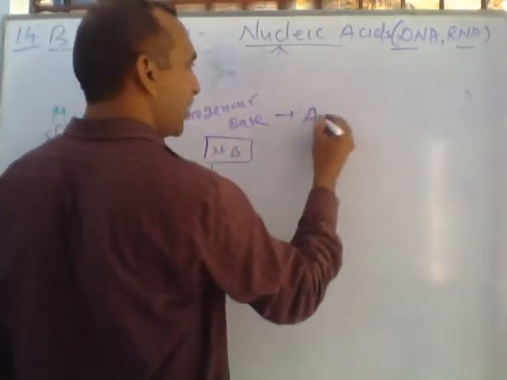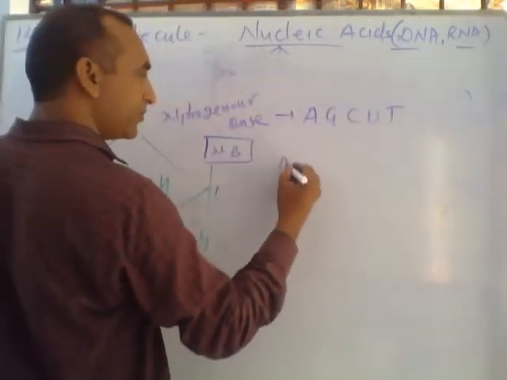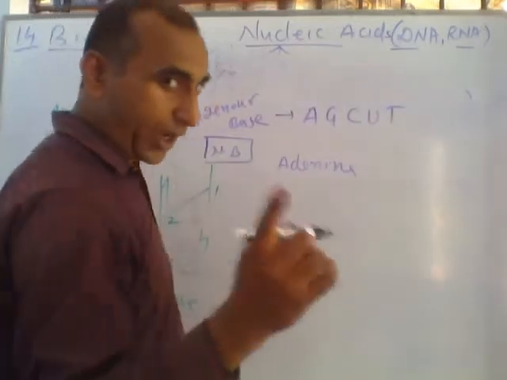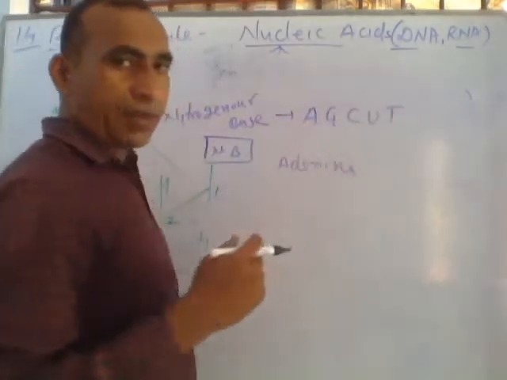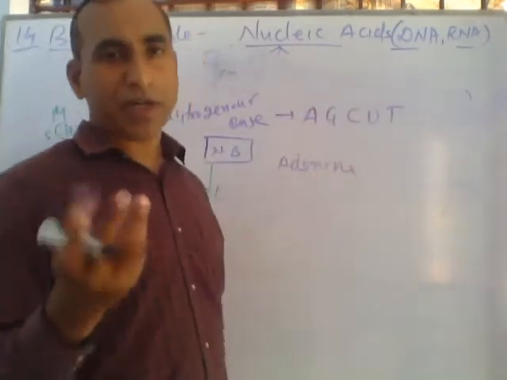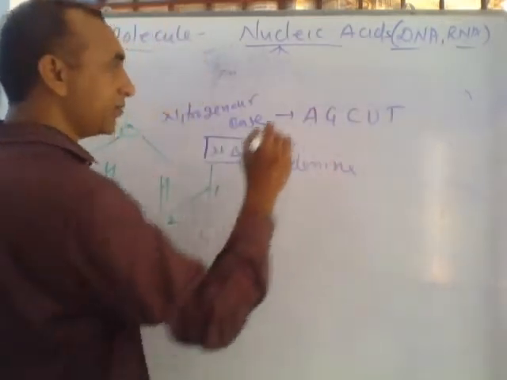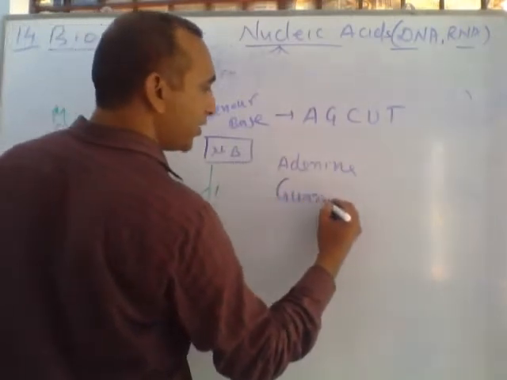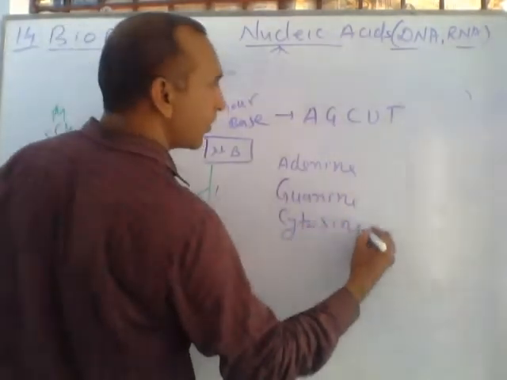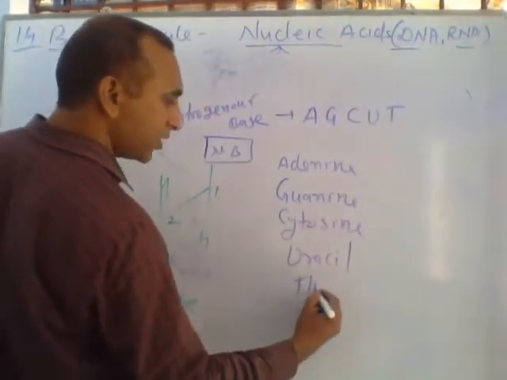Remember, AGCUT. A stands for adenine. This is the most important topic. Remember, adenine. These are 5 different examples of nitrogen bases. These are organic compounds having complicated structure with nitrogen. A stands for adenine, G stands for guanine, C for cytosine, U for uracil, and T means thymine.